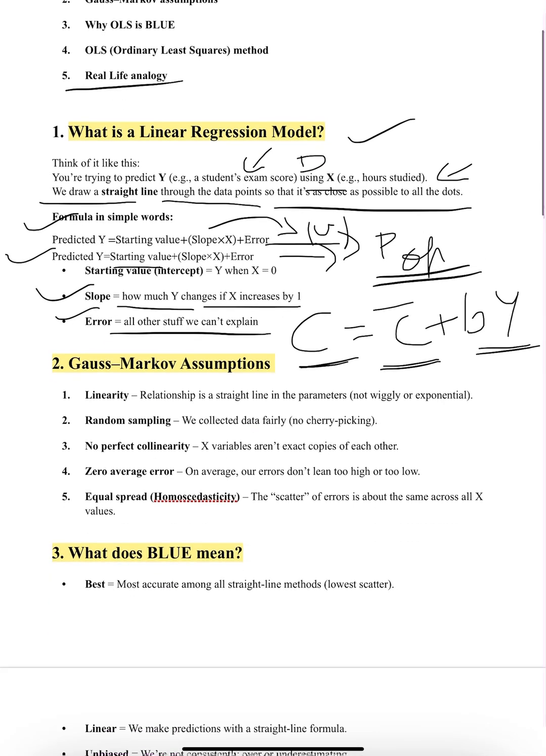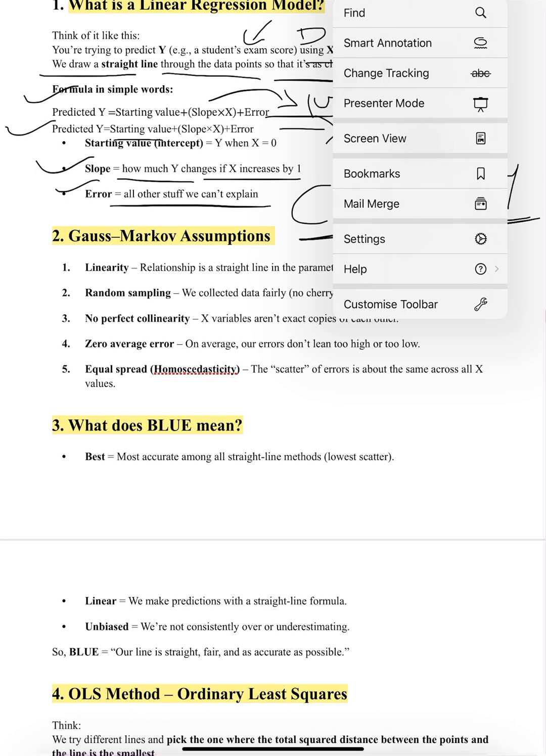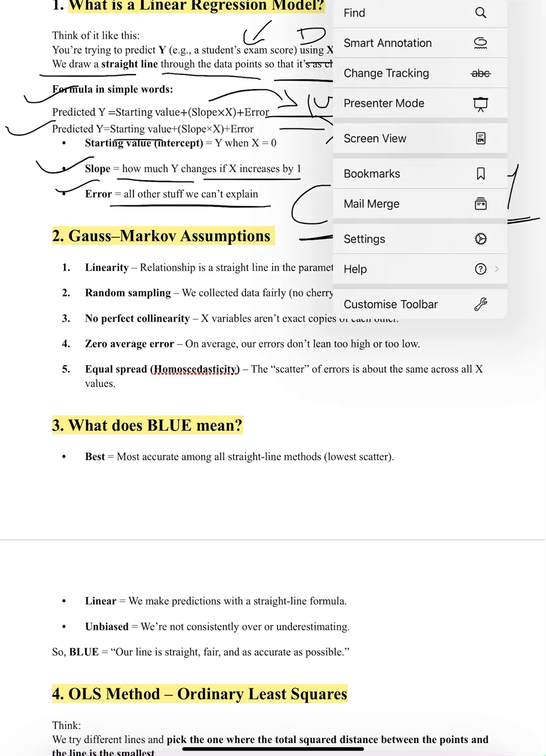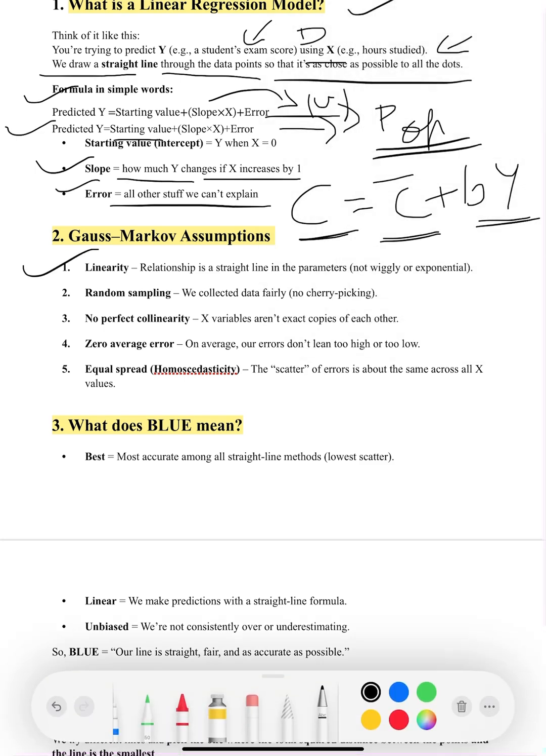Now let us see the Gauss-Markov's assumption. Okay, first is linearity. What do you mean by linearity? Relationship is a straight line in the parameters. That should not be wiggly or should not be exponential. It should be a linear relationship. Random sampling, that means data that is collected fairly and randomly. No perfect collinearity, that means x variables aren't exact copies of each other.